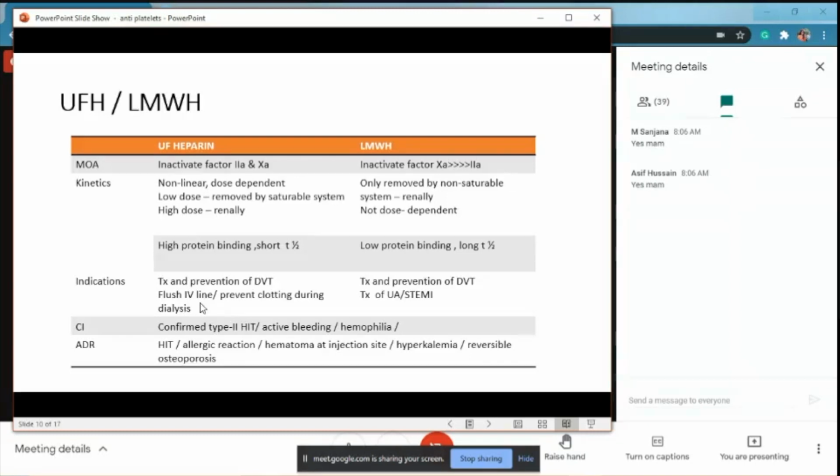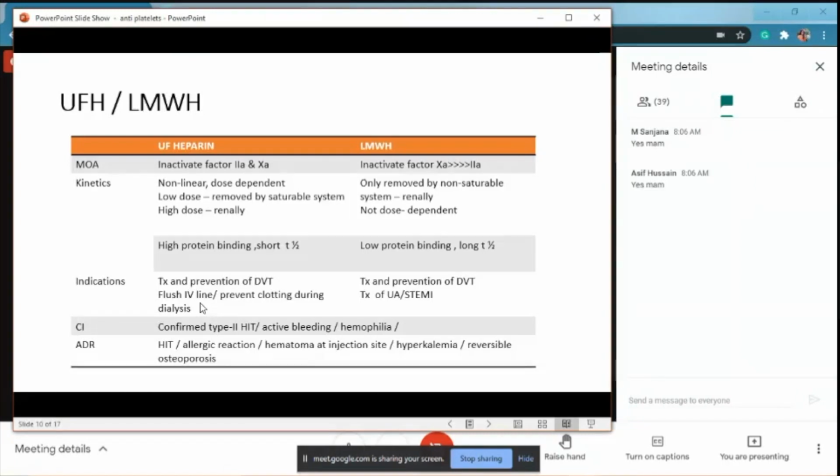What is HIT? HIT is heparin-induced thrombocytopenia. There are two types of HIT, type 1 and type 2. We'll be discussing that in the next slide. If the patient has a confirmed type 2 HIT, heparin is contraindicated. If the patient has active bleeding, like a GI ulcer or hemorrhagic stroke, we cannot use heparin or fractionated or low molecular weight heparin.